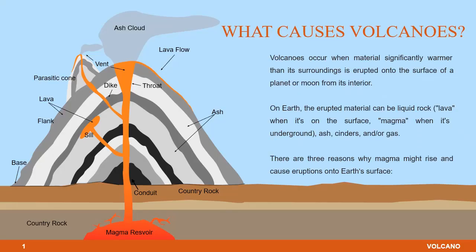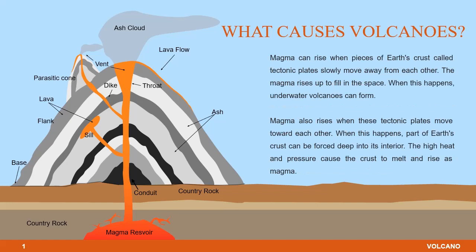Now we'll figure out what causes volcanoes. Volcanoes occur when material significantly warmer than its surroundings is erupted onto the surface of a planet or moon from its interior. On Earth, the erupted material can be liquid rock, ash, cinders, and/or gas. There are three reasons why magma might rise and cause eruptions onto Earth's surface.